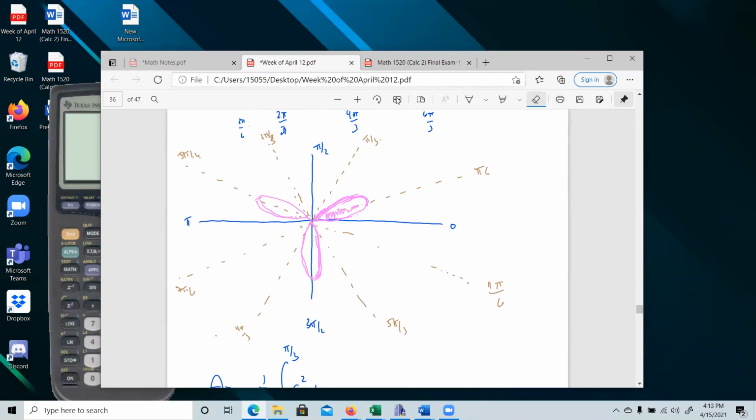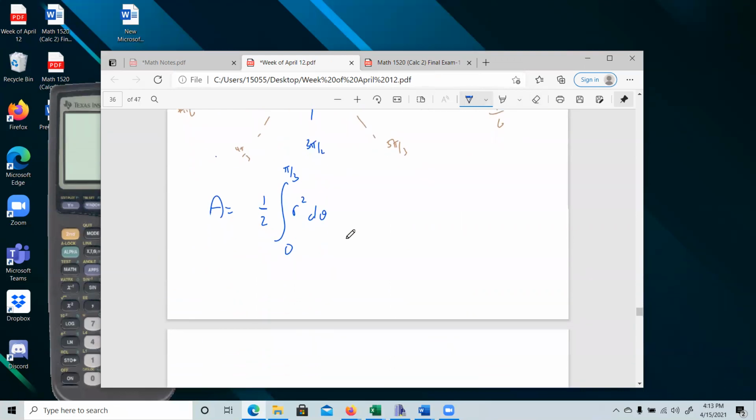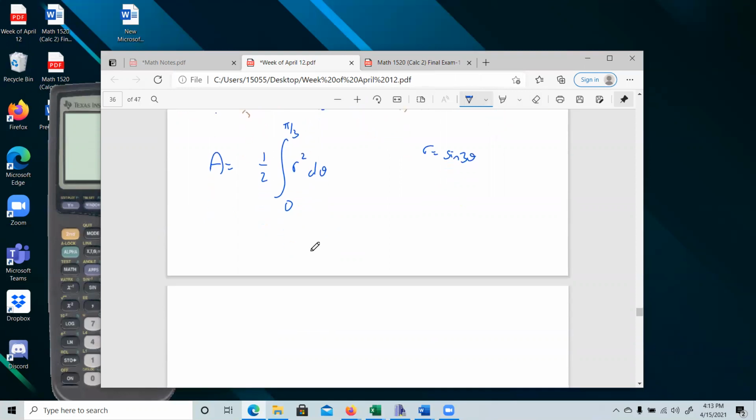All right. So those are our limits. What the heck is r? Remember, r was equal to sine of 3 theta. Okay. So we're going to just type that in. We're going to say, well, area is equal to 1/2 integral from 0 to pi over 3 of sine squared 3 theta d theta. Now, you got to do a substitution, right? You can't do a u substitution. You got to do like a trig substitution in order to get this.